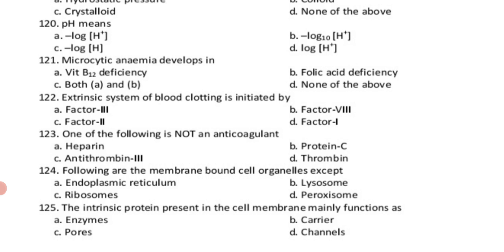124. Following are membrane bound cell organelles. The membrane bound cell organelles are endoplasmic reticulum, lysosome and peroxisome. Ribosomes are not membrane bound organelles. Option C is the answer of this question. Then question number 125. The intrinsic protein present in a cell membrane mainly functions as. The intrinsic protein, not factor, present in a cell membrane mainly functions as an enzyme. For example, the sodium potassium pump or sodium potassium ATPase pump is an enzyme. So option A is the answer of this question.